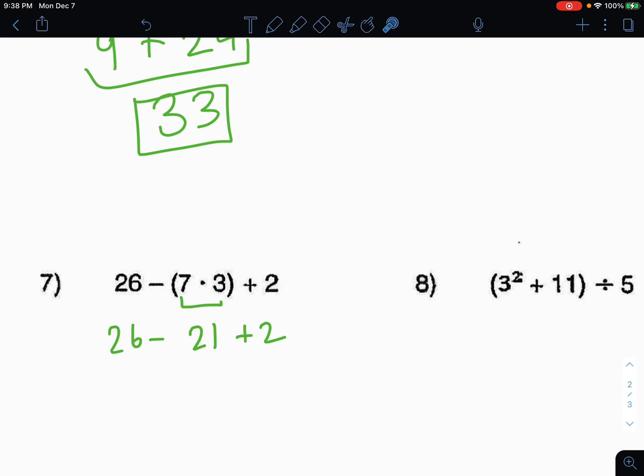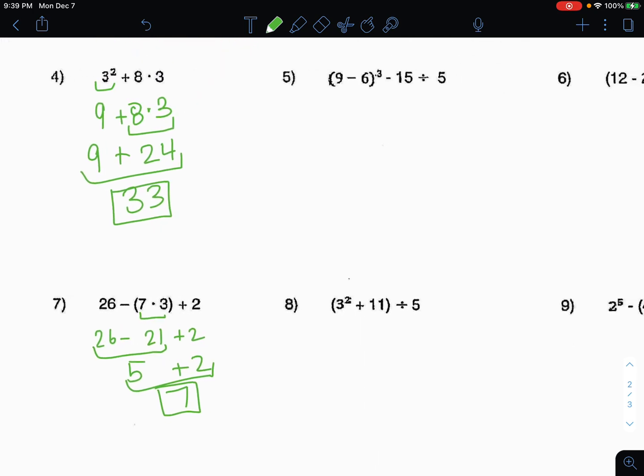Another way you might want to look at this is a negative 21. We don't have to think about it that way, but some teachers may tell you to do that. We're going to go from left to right. 26 minus 21 is just 5. Then we bring down what's left over, plus 2. 5 plus 2 is 7. And that's it. By the way, this is how we need you to show your work. Show all the work. That way we know what you're doing.